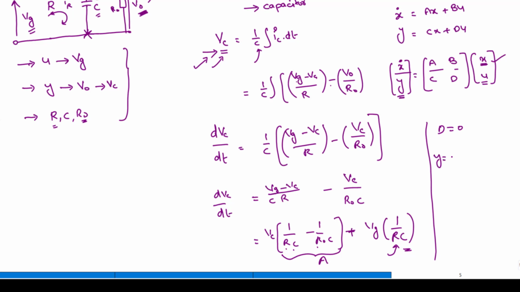Now Y is equal to Cx. X is here Vc, and D is 0 and U, right? So here observe carefully, the output Y is the output in terms of Vc. So V naught is equal to 1 times Vc. That's it, because V naught is equal to Vc plus 0 into U. Now you got the A, B, C, D parameters of this circuit.